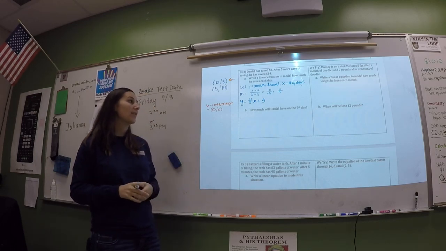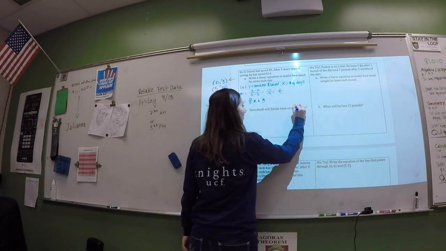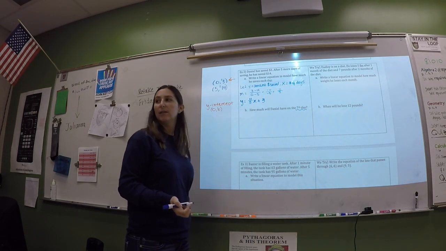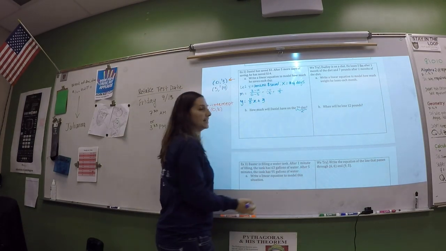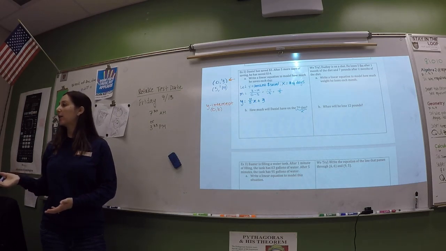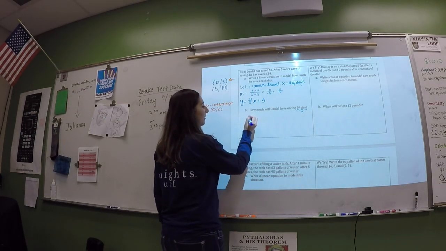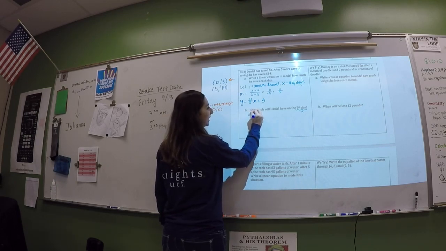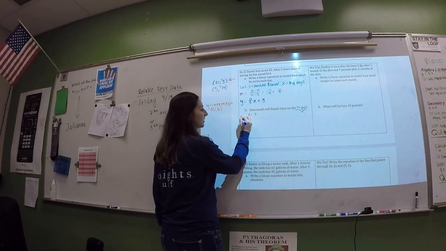How much will Daniel have on the 7th day? So the 7th day, is this representing an x or a y? X. That's representing an x, yeah. If it says, when will he have $100, that would be a y. If it says, how much will he have on the 7th day, that's representing an x of 7. So what we want to do is substitute x of 7 in.